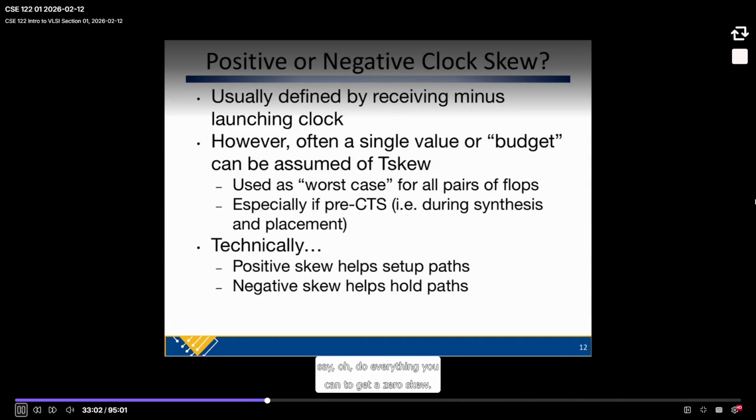Now, why don't you just say, do everything you can to get zero skew? The problem is it consumes power. That DEC design had very low skew, but it had a 1 centimeter buffer driving your entire chip. It was super high power consumption. So you don't want to generally over-design it. You want to design it so it's good enough for your design and then you don't have problems.